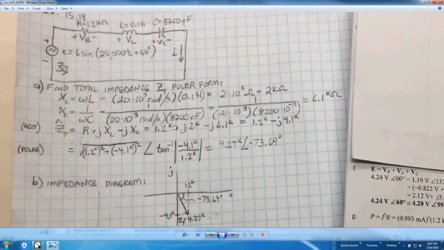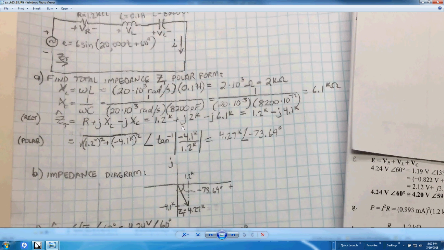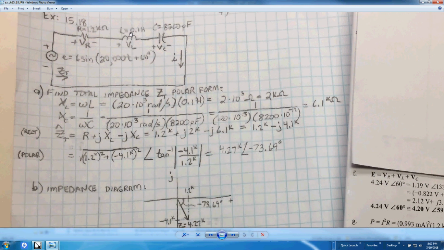I'm not going to go over every little detail here, but to find the total impedance, you're given the inductance, so X sub L equals omega L, and that's 2 times 10 to the third power radians per second times 0.1 henries. Ends up equaling 2 kiloohms.